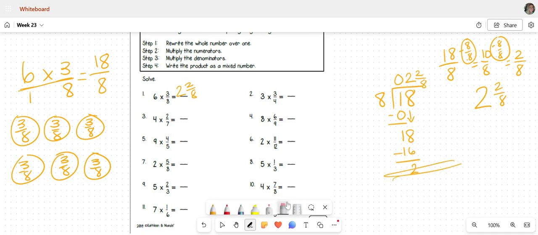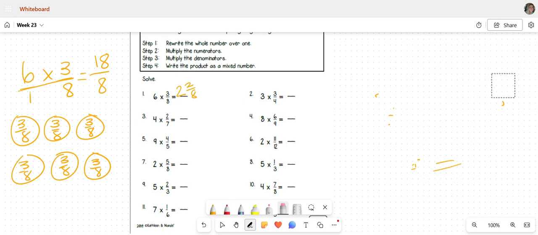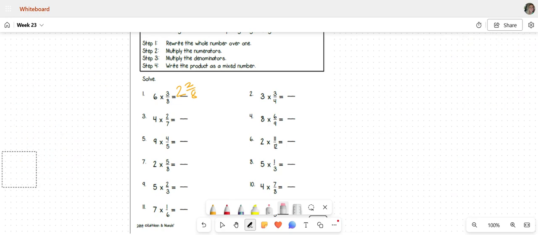Okay, so for 3 3/4, we're going to use our strategy. We're going to drop a 1 underneath our whole number and multiply across. And then we're going to divide to find our mixed number. So 3 times 3/4, so 1 under. 3 times 3 is 9. 1 times 4 is 4.